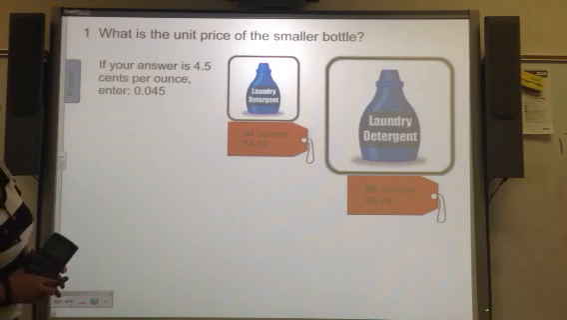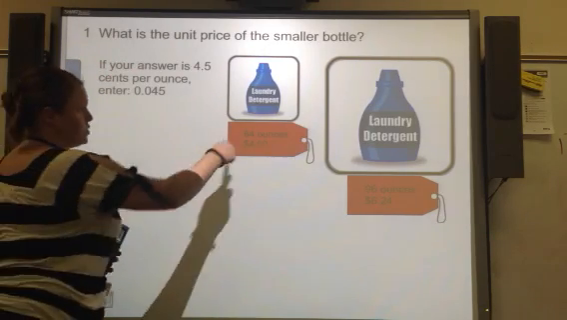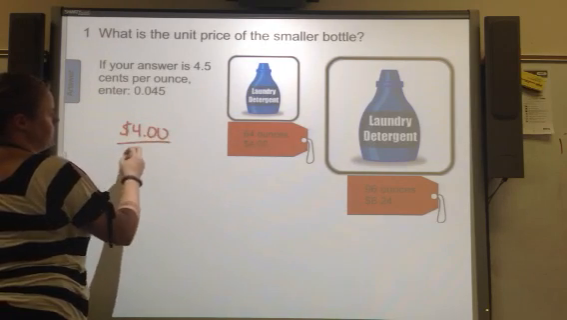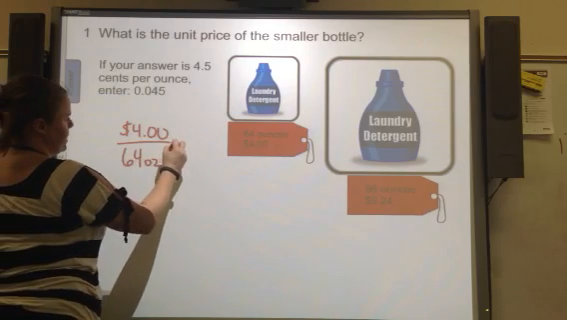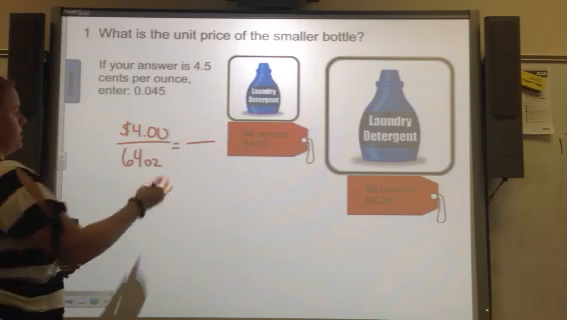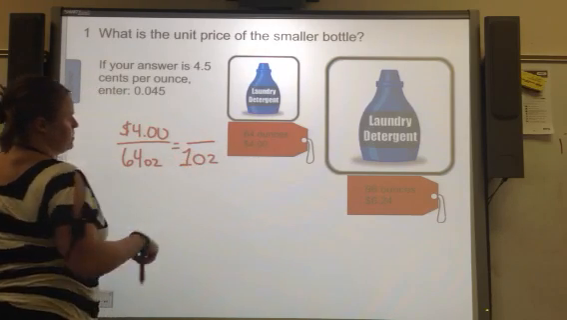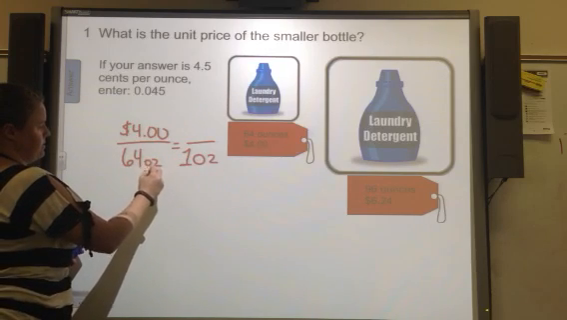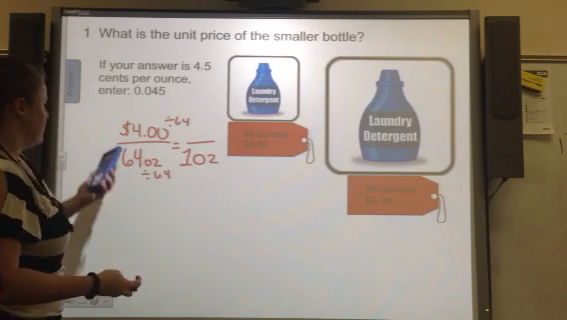Let's try another one. What is the unit price of a smaller bottle? So I'm going to go over here, and I'm going to put $4 on top. It doesn't matter which one you do. And 64 ounces right here. And if I want to find out the cost per ounce, 1 ounce goes here. And again, 64, I got to 1 by dividing by 64, so do the same thing to the top. I skipped that on the first page, but it's the same information.